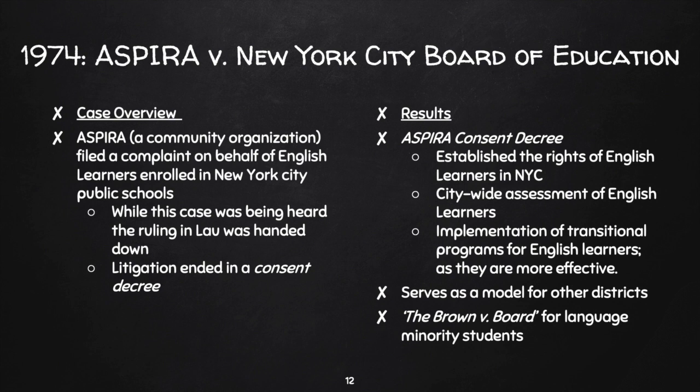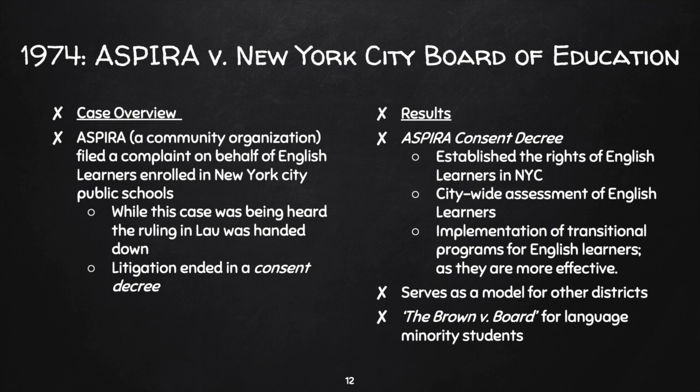Now, while this case was being heard, the ruling in the Lau v. Nichols case was handed down, and we'll talk about Lau v. Nichols in just a second. Lau v. Nichols established a precedent for serving English learners. And so when that precedent was established kind of in the middle of this case, the litigation was ended, and it ended in what was called a consent decree. A consent decree basically means that the organization being sued, so the New York City Board of Education, came to the plaintiffs and settled with them and met the demands that they were being asked to meet, as opposed to continuing this litigation and this argument in court.